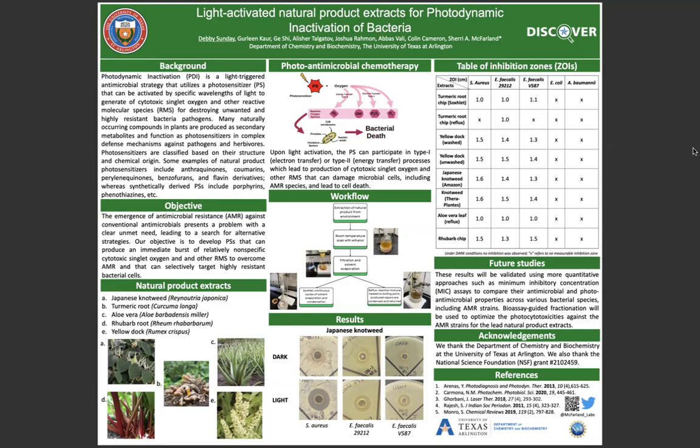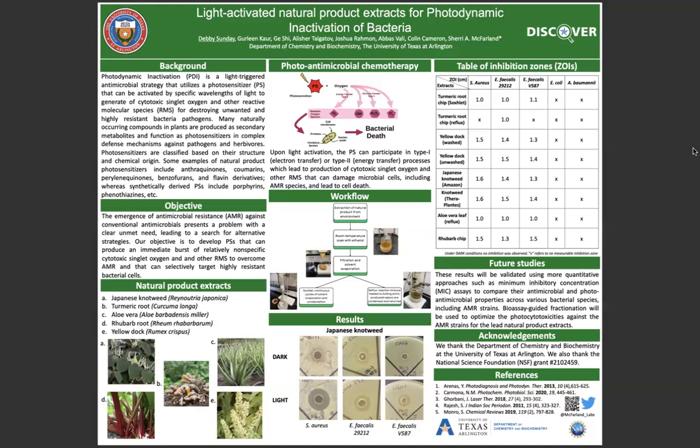The reason natural product extracts are being used in this study is that many naturally occurring compounds in plants are produced as secondary metabolites, and they function as photosensitizers and complex defense mechanisms against herbivores and pathogens. Photosensitizers can be further classified based on their structure and chemical origin. Some examples of natural product photosensitizers include anthraquinones, benzopyrenones, and flavin derivatives, whereas synthetically derived photosensitizers include porphyrins and phenothiazines.